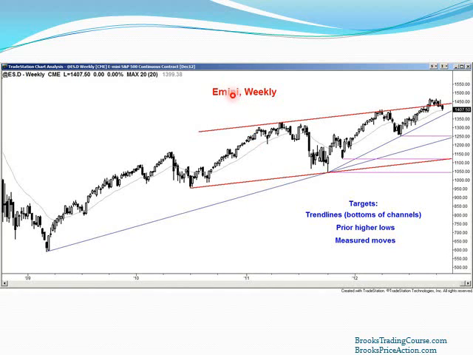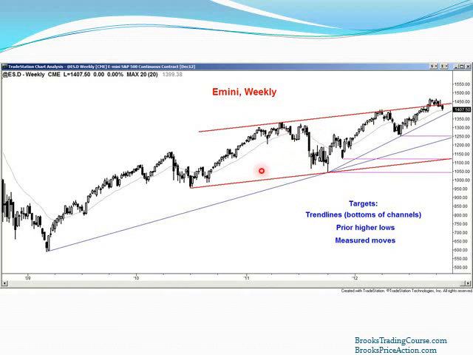The E-mini on the weekly chart has been channeling up for several years at this point, and it's had pretty good sell-offs along the way. You can see that this sell-off back here last year was bigger than this one. And if we do get one up here, it could be bigger than that one as well.